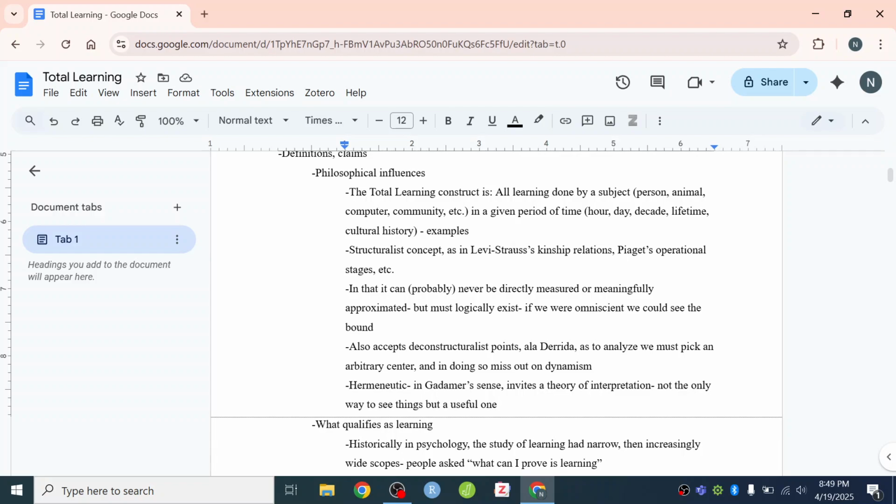Again, history of philosophy here, influence on the thought. Total learning as a construct can also be thought of as a hermeneutic in the sense of Gadamer and that whole school of thought. It invites a theory of interpretation.